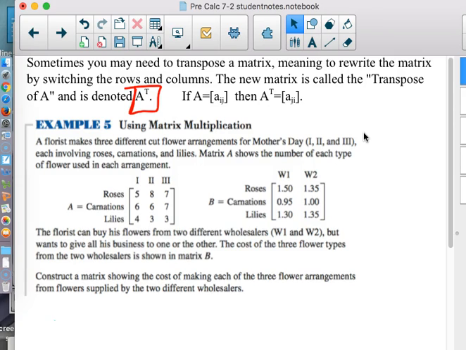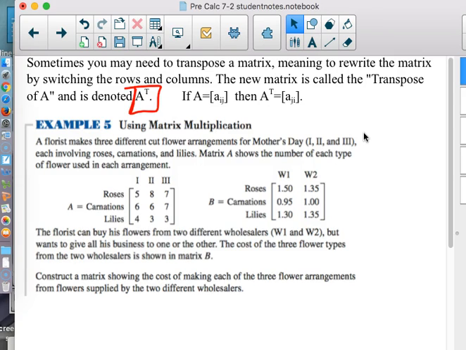We've got a florist and they make 3 different cut flower arrangements for Mother's Day. A pretty standard 1, 2, and 3 that involves roses, carnations, and lilies. Matrix A shows the number of each type of flower that they use in each arrangement. So here are the arrangements, 1, 2, and 3, and that's how many roses, carnations, and lilies they have in there. And yeah, they'll generally do this because Mother's Day is usually a really busy day. Valentine's Day is just nuts for florists. So they'll have certain arrangements that they will have for you.